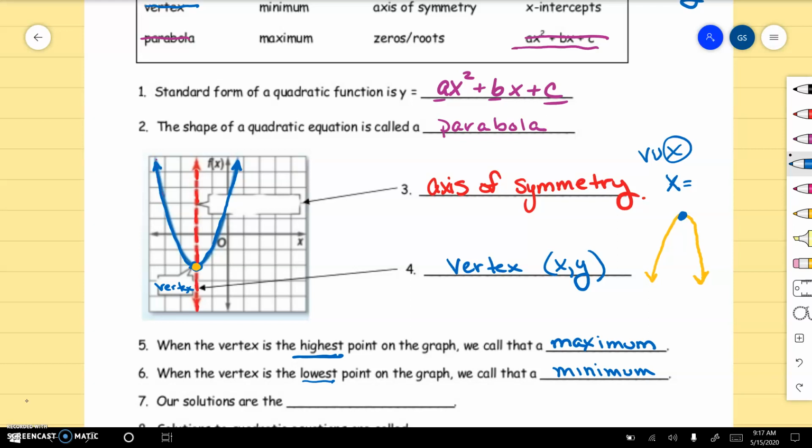Now, what are your solutions called? What the heck does that mean? Well, hold on one sec. I just wanted to cross these out. Max, min, axis of symmetry. Okay, so what are the solutions? What the heck are they talking about, solutions? We're not solving an equation. But yes, actually we can solve a quadratic equation using the graph. Our solutions are the points where the graph goes through the x-axis, also known as the x-intercepts here. Intercepts.